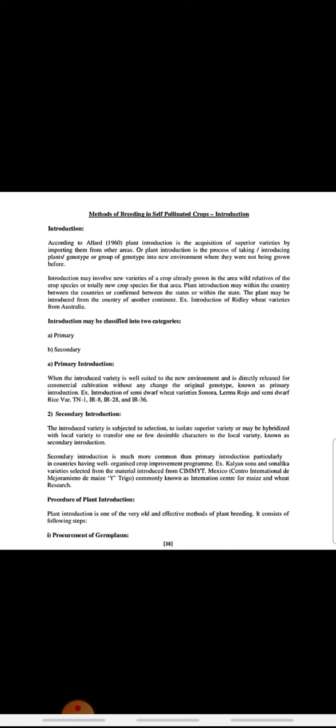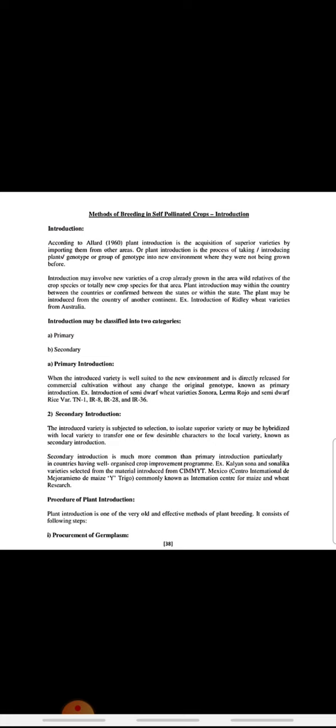In introduction, two types are there: primary introduction and secondary introduction. Introduction may involve new varieties of a crop already grown in the area, relatives of the crop species, or totally new crop species for that area. Plant introduction may be within the country, between countries, between states or within a state. The plant may be introduced from a country of another continent. Example: introduction of Lerma Rojo wheat varieties from Australia.